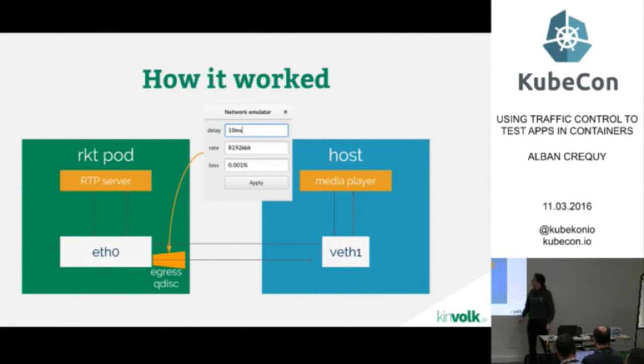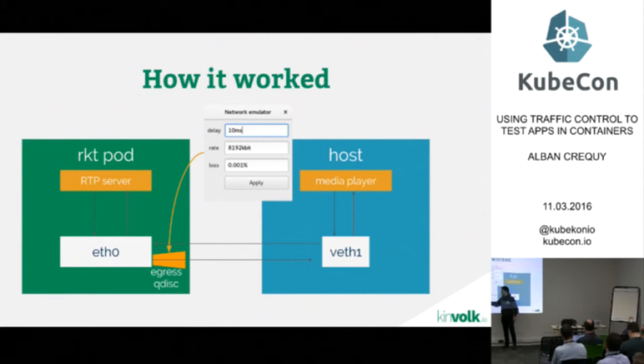So how it works, I have this application running on the host, and it joins the network namespace of the container. So when this application is in the network namespace of the container, I can configure that network interface and change the properties of the queuing discipline.